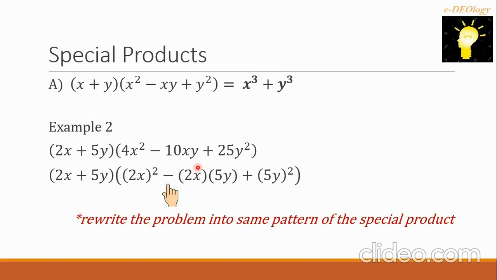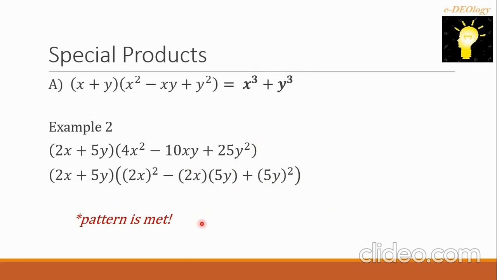For the negative 10xy, we can factor this out in such a way that we can see the terms of the binomial. So the 2x and the 5y are there, and the sign must be the opposite. So 2x and the 5y, and then the minus sign is here. And for the third term, the 25y squared, we can write as 5y all raised to 2. So we can say that the pattern is met.